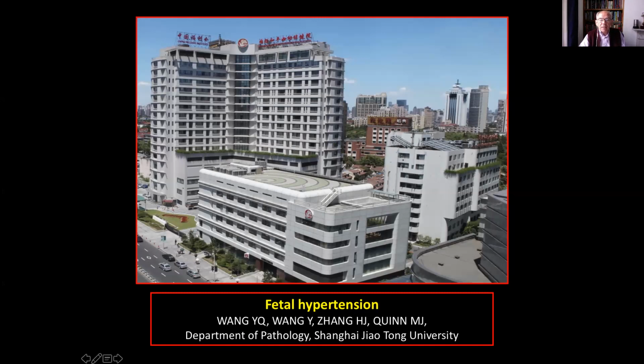Now that immediately seems like a contradiction, because how do you measure blood pressure in a baby? You can't put a cuff on, you can't put a catheter into any artery or anything like that, but you can look at the histology of different parts of the umbilical cord and placenta, and that's what we've been doing in Shanghai. Couldn't do it without my colleagues, Wang Yangqiu, Wang Yuan, and it's been done in the department of Professor Zhang Huijuan, and all is supervised by Professor Huang Hefeng, who is the leader of our hospital.